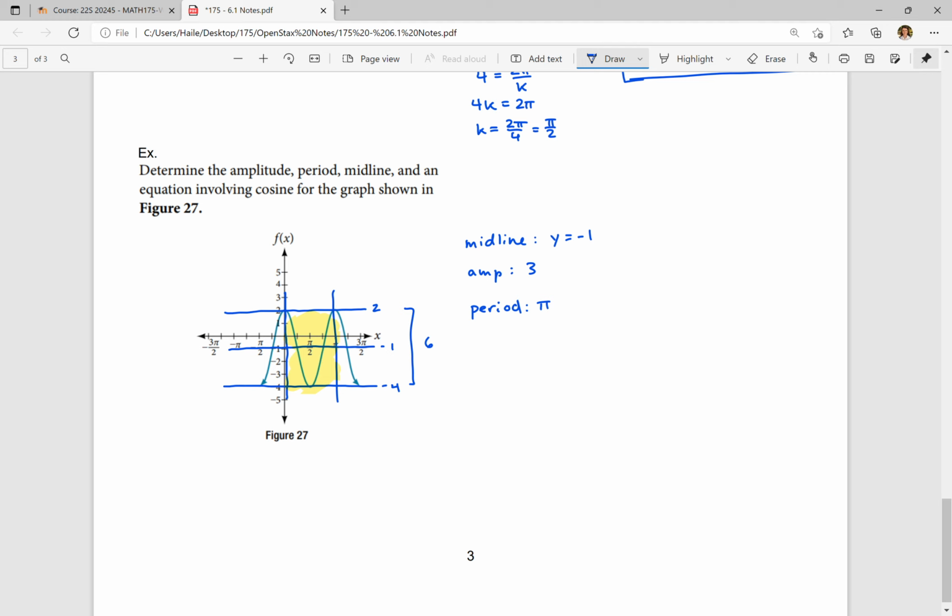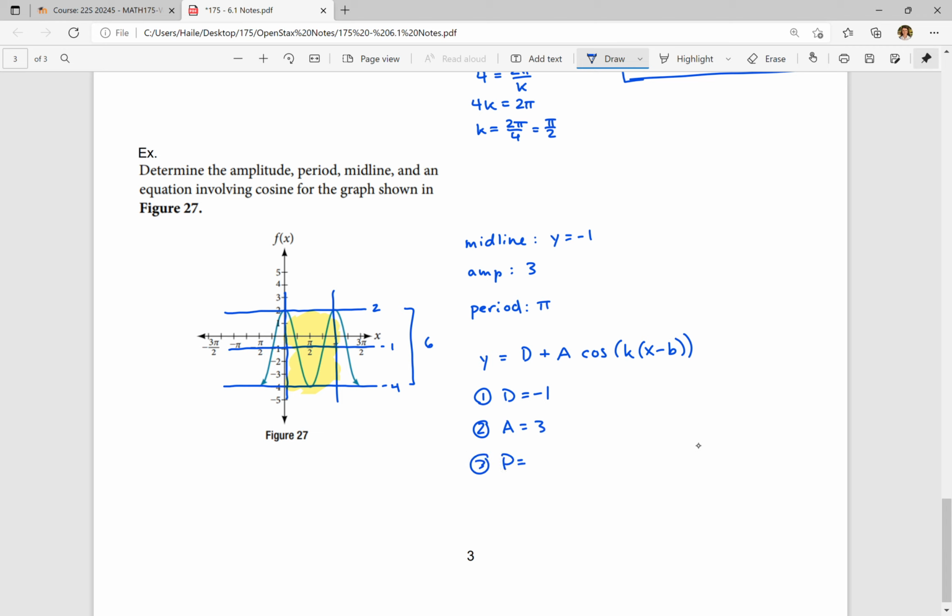The next thing I'm going to find is the equation. Once again, let's start with our general form. So we have d plus a times the cosine of k times x minus b. Once again, I need to find d, a, k, and b. D, once again, comes from the midline, so that's just -1. A comes from the amplitude, which is just 3.